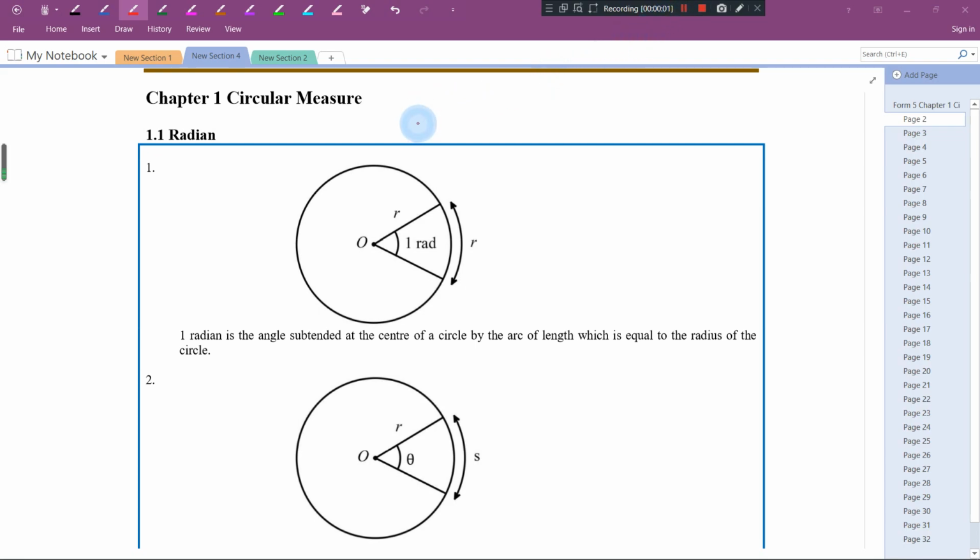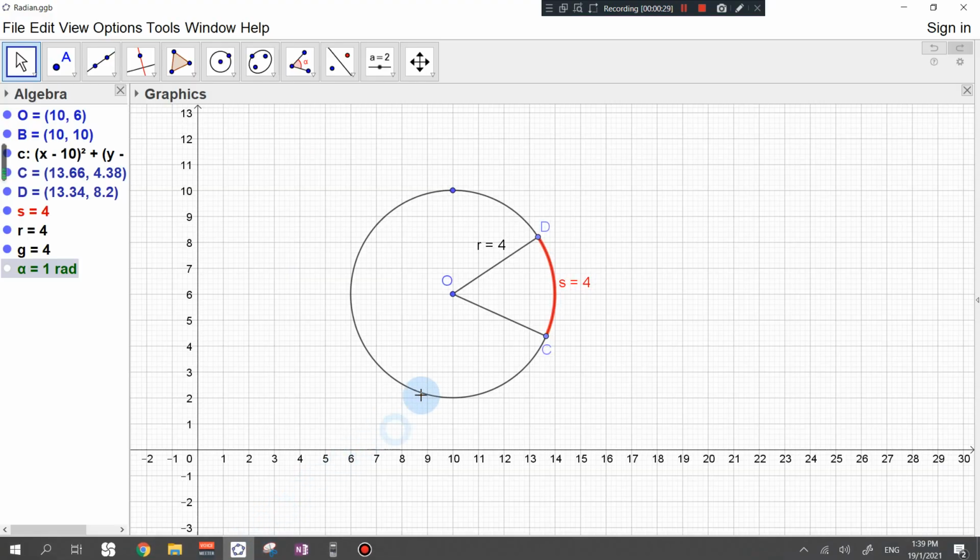Hi everybody, in this video let's look at the first part of chapter 1, circular measures, 1.1 radian. Last time, if I asked you to measure the size of an angle, normally we would use the unit of degree, right? So in this chapter we are going to learn one more new unit that we can use to measure the size of an angle, which is radian. Okay, what is 1 radian? How big is it?